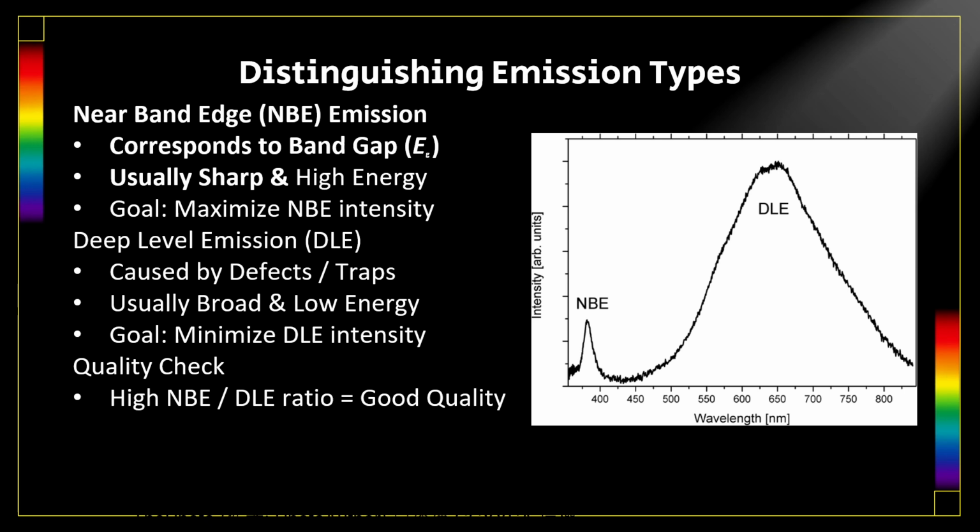Finally, let's distinguish between the two main types of emission. On the left, we see the near band edge emission. It corresponds to the band gap and is usually sharp. Our goal is to maximize this peak. On the right, the broad lower energy peak is the deep level emission, which comes from defects or traps. To verify if we have a high quality material, we calculate the ratio. A high ratio of NBE to DLE intensity proves that the crystal quality is excellent. That concludes my part on spectrum analysis.